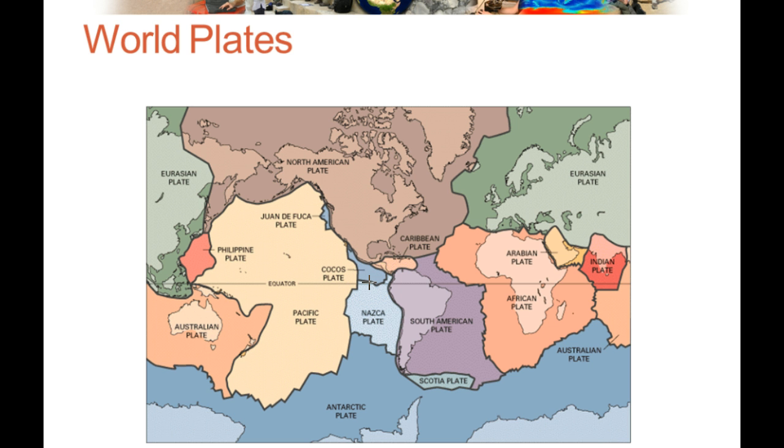Now, it's this plate motion that causes three kinds of interactions to occur between plates. So let's get these in your notes. One, it can cause plates to collide. Two, it could cause them to pull apart. Or three, it could cause them to scrape against each other. So make sure you've got those three descriptions in your notes.